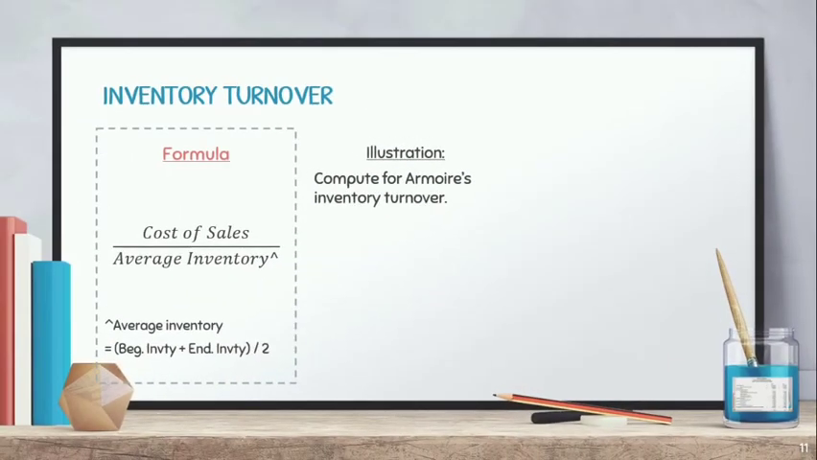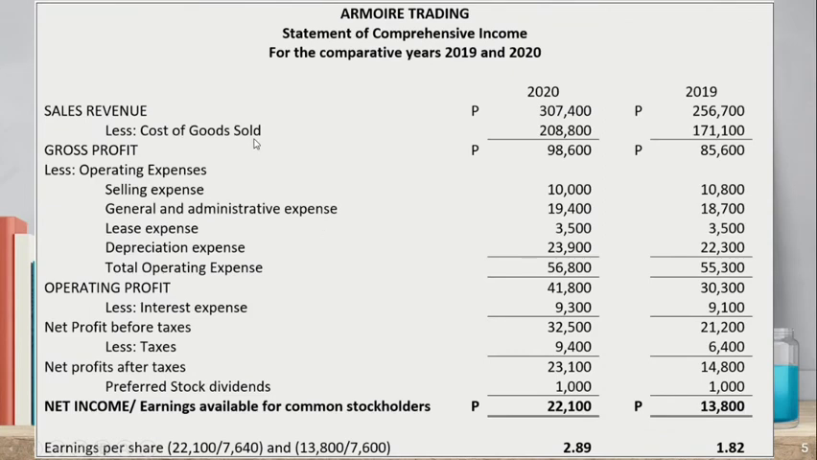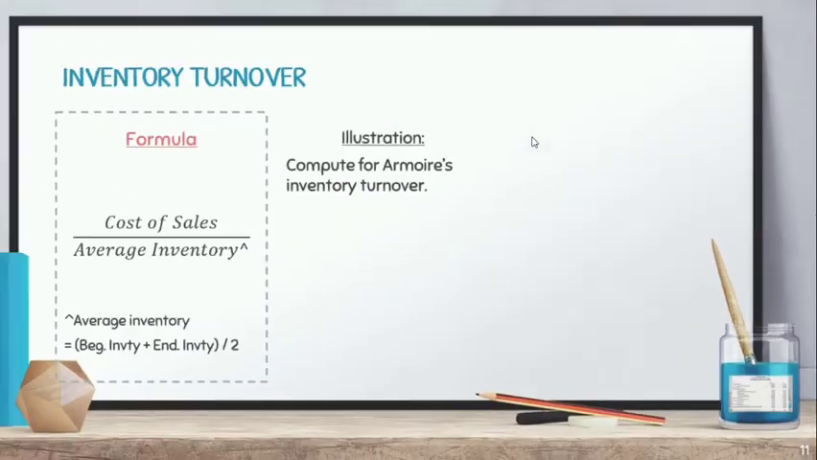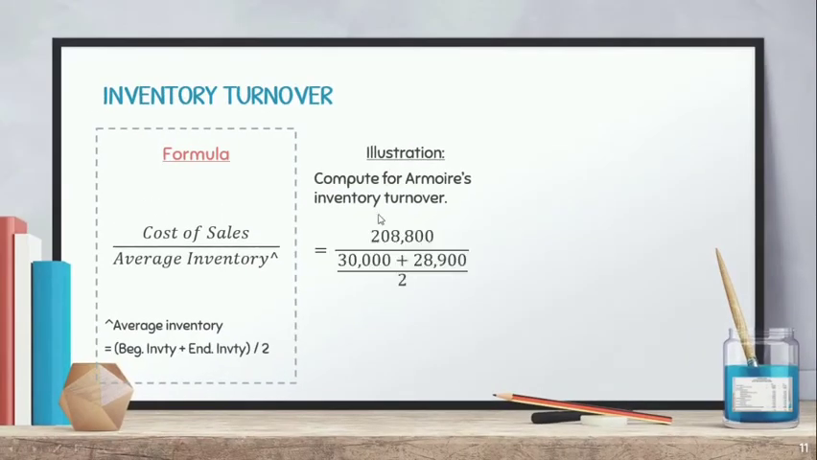So, going back, cost of sales. So, mutan-aw ta sa atong income statement. Cost of sales, kani cost of goods sold for 2020 is 208,800. So 208,800 divided by ang atong average inventory. Ang atong average inventory is 29,450. So, 208,800 divided by 29,450, we have our inventory turnover of 7.09.